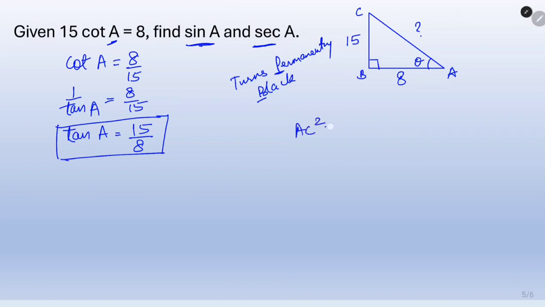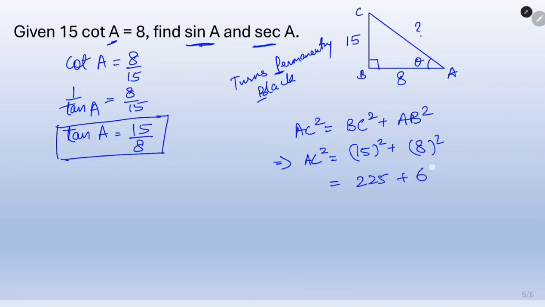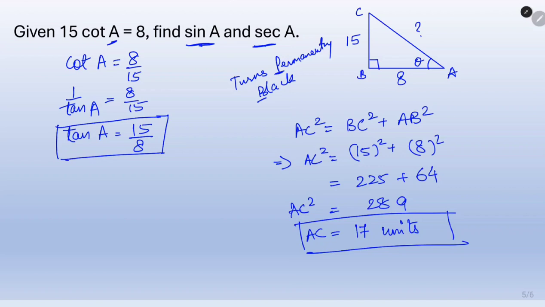So AC square will be equal to BC square plus AB square. What is BC square? 15 square plus AB square is 8 square, which is equal to 225 plus 64, which is equal to 289. AC square is equal to 289. AC will be equal to 17 units. We will take the positive value as the length cannot be negative.